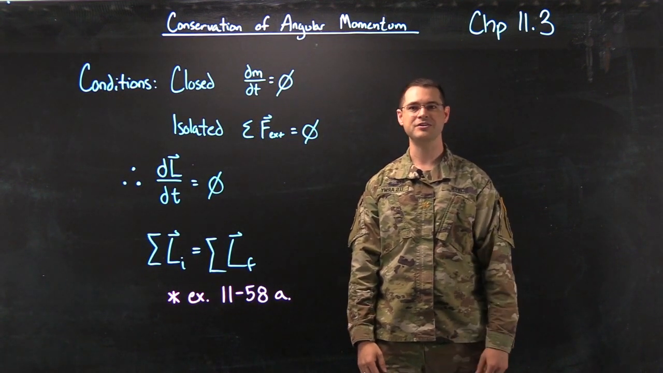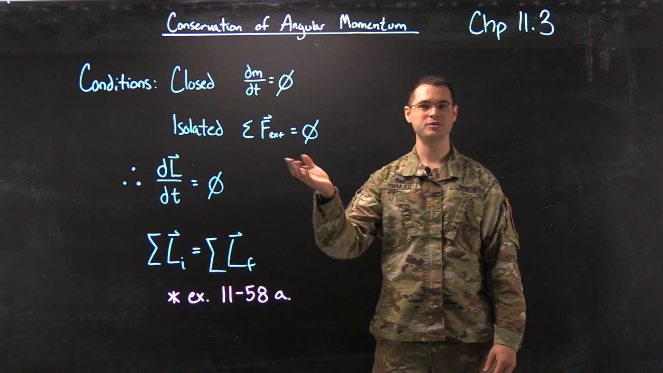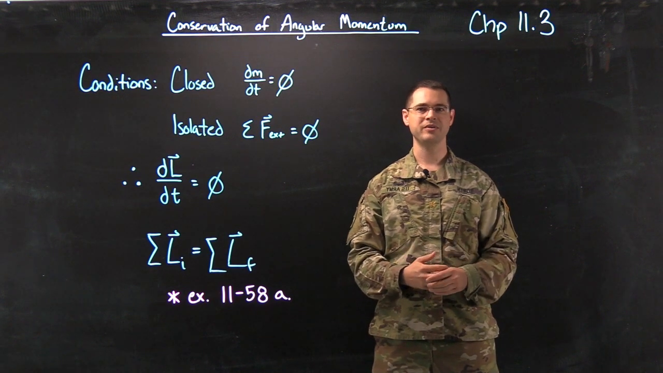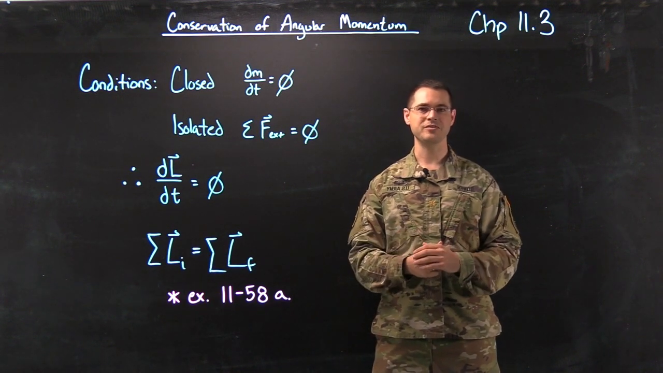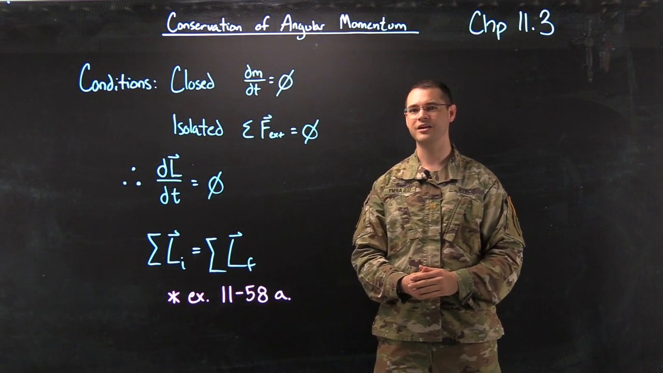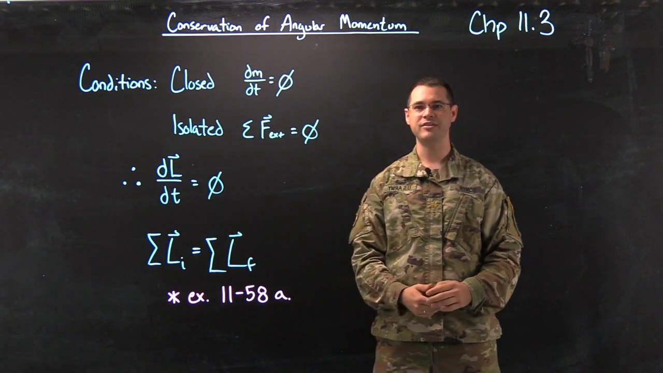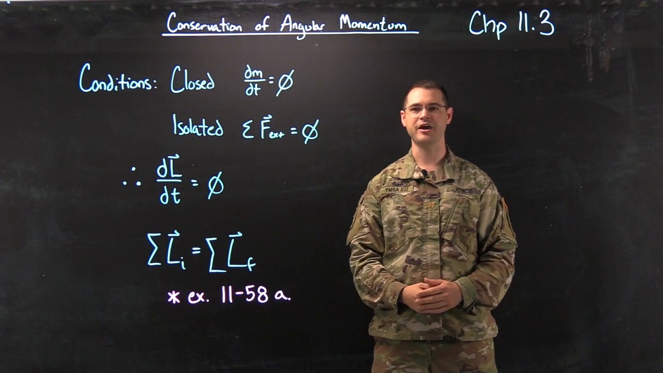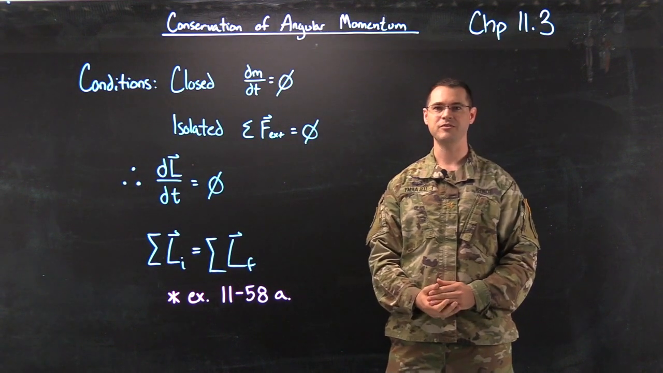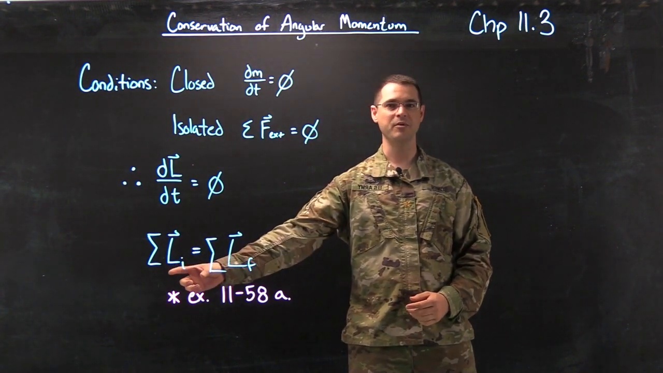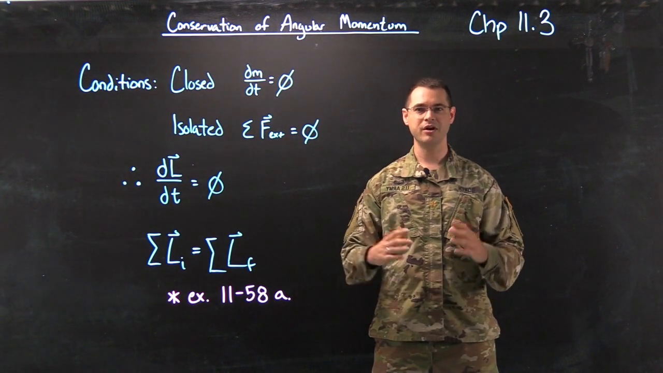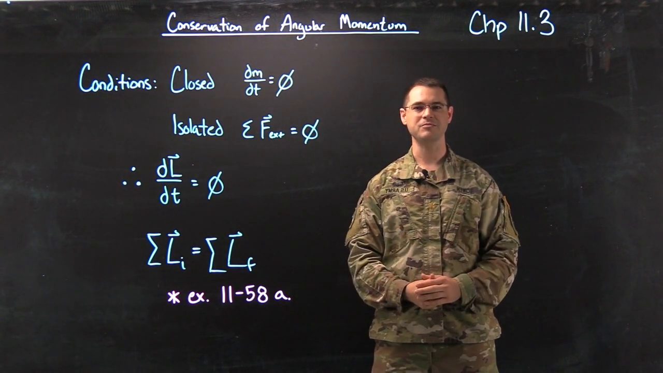The second of those conditions is we need an isolated system, which means the sum of all external forces on the system is equal to zero. And if all the external forces acting on the system are equal to zero, there are also no external torques acting on the system, which means that the angular momentum does not change over time. And then you can state the law for conservation of angular momentum, which is that the initial angular momentum is equal to the final angular momentum of a system of particles. So you have to sum the system.